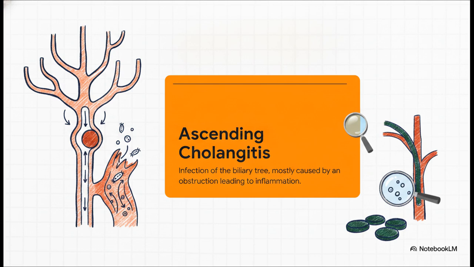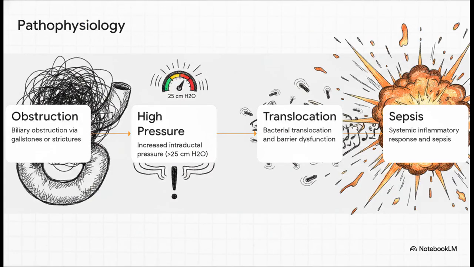But this infection gets triggered when something, most commonly a gallstone from cholelithiasis, or maybe a stricture, blocks that normal sterile flow. Let's map out how this pressure cooker actually builds. First, we get a blockage. Because bile keeps being produced but suddenly has absolutely nowhere to go, the intraductal pressure spikes. Once that pressure exceeds 25 centimeters of water, those normally tight intestinal barriers start to fail.